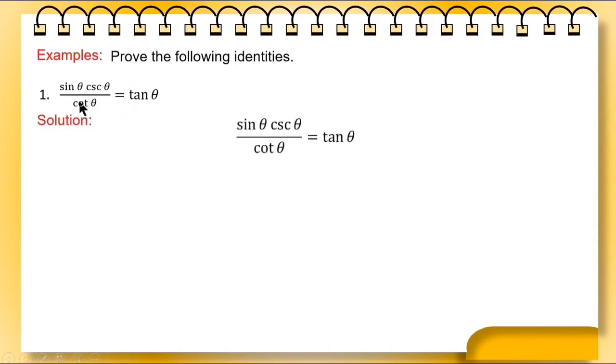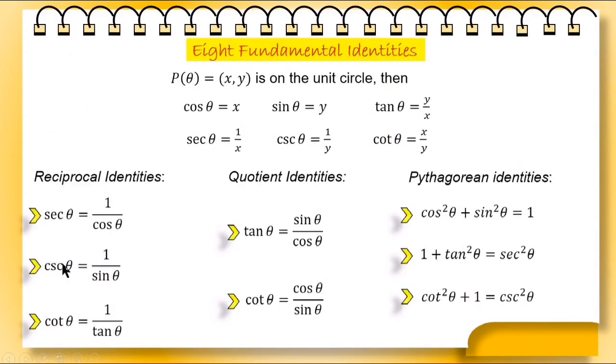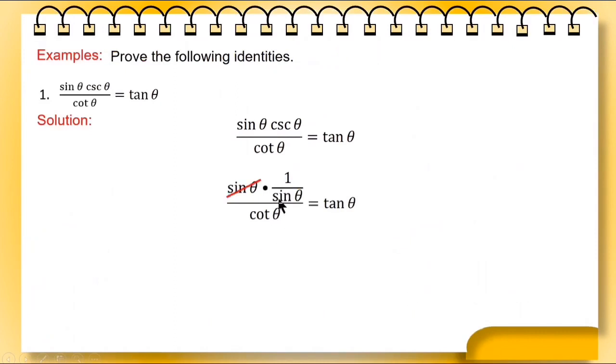We start with the left side of the equation. We write cosecant theta as 1 over sine theta by reciprocal identities. Cosecant theta is equal to 1 over sine theta. Then, cross out sine theta. We have 1 over cotangent theta equals tangent theta. Recall that 1 over cotangent theta is equal to tangent theta. Reciprocal of tangent is cotangent, or reciprocal of cotangent is tangent. Thus, sine theta times cosecant theta over cotangent theta is truly equal to tangent theta.